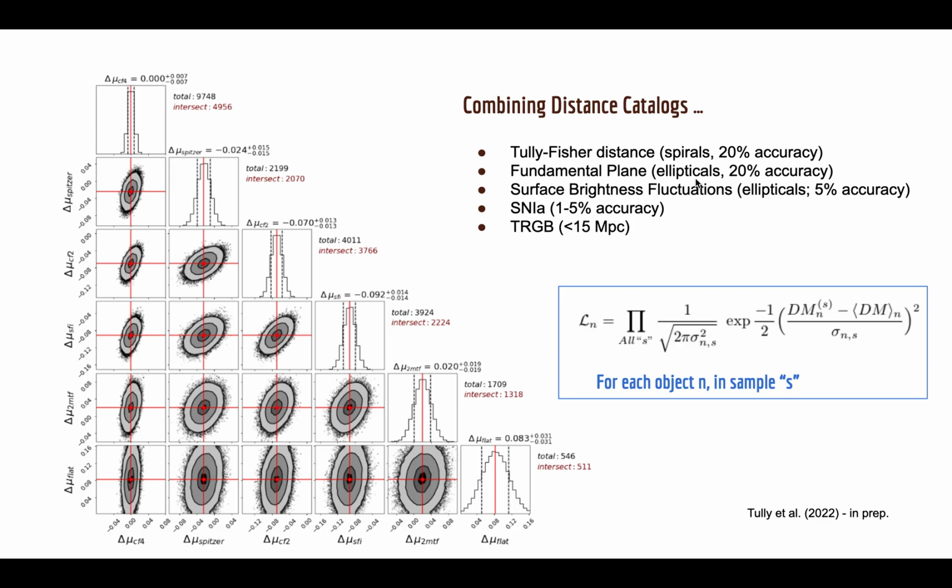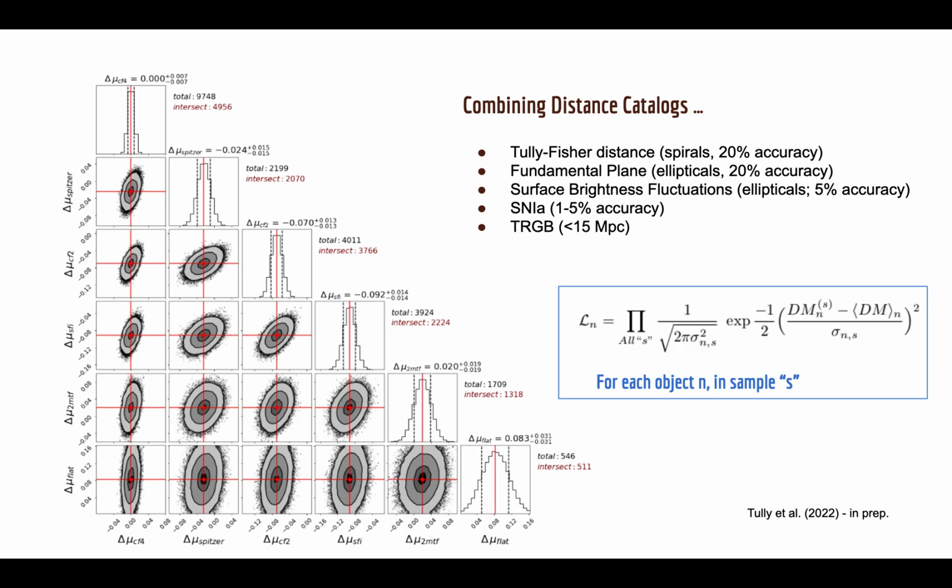Or we have surface brightness fluctuation methods, where you look at the fluctuations of the surface brightness of large elliptical galaxies, and based on that fluctuation, you are able to measure the distance with an accuracy of 5%. And also supernova type Ia as a standard candle, the accuracy is between 1 to 5%. And the tip of the red giant branch method gives you distance with an accuracy of 5 to 10%. But the only issue with TRGB, more or less, is that it only works within a very local region of the universe, for distances less than 15 megaparsecs.